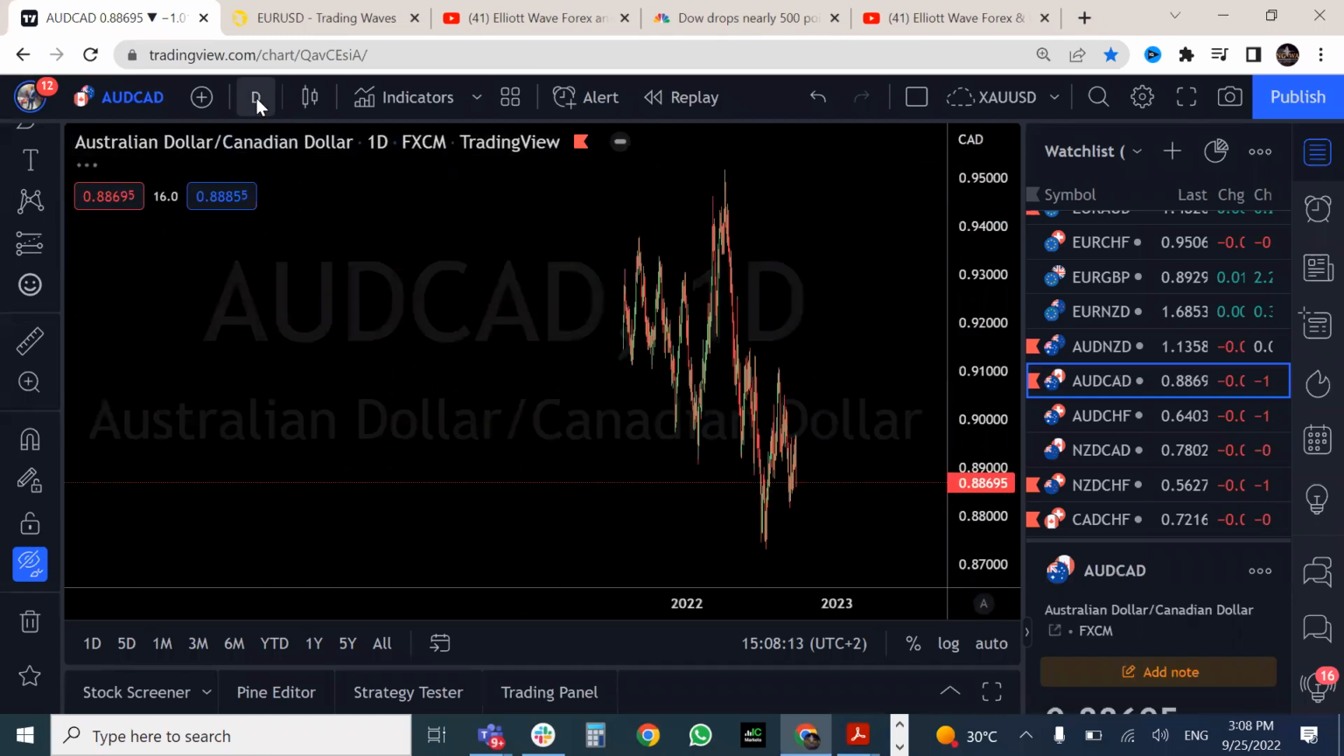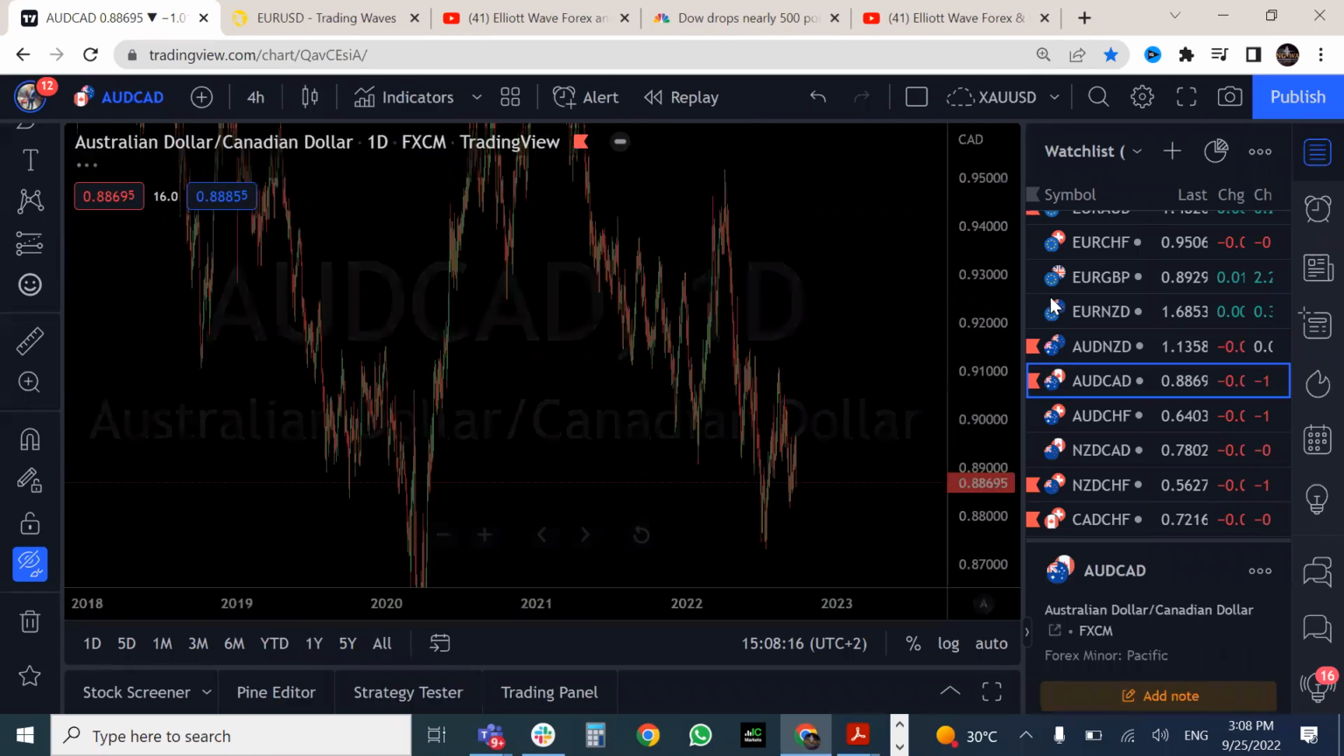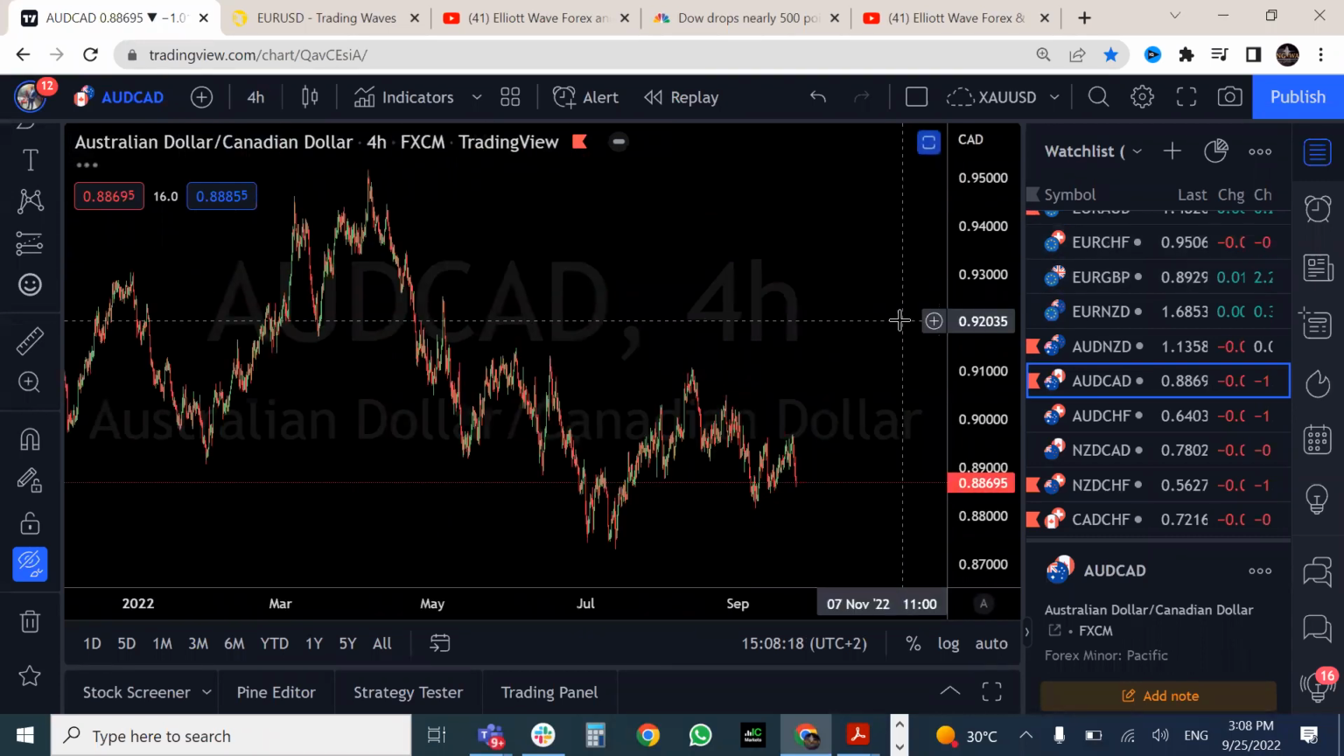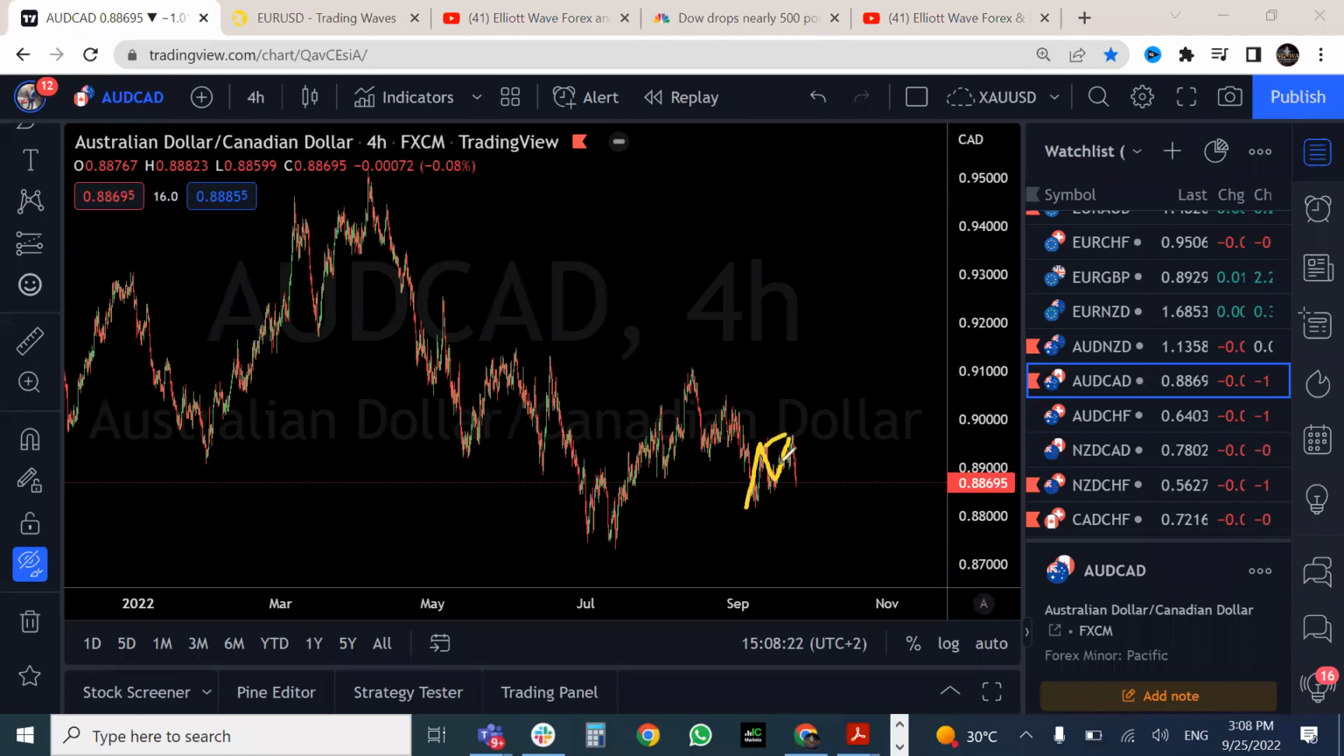AUDCAD, nothing new there. It should continue to push lower. I'm not expecting this to continue pushing to the upside. This 3-wave pullback on AUDCAD is a clear indication that we are going to see more downside here. So you can have something like this.